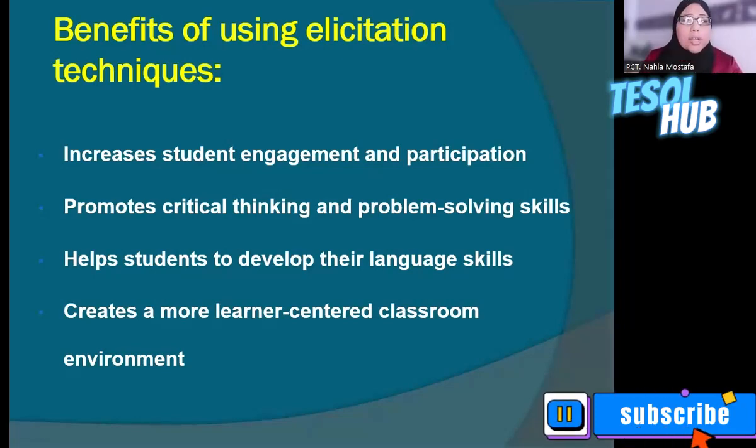So I have a question from one of my trainees in one of the courses. They asked me about elicitation. Do we use elicitation only with vocabulary? Of course not. We can use elicitation in reading. We can use elicitation in teaching grammar. So it helps us in many different things, not only teaching vocabulary.